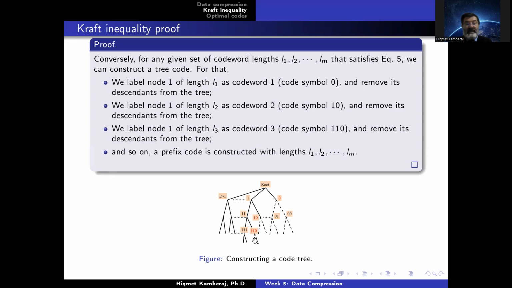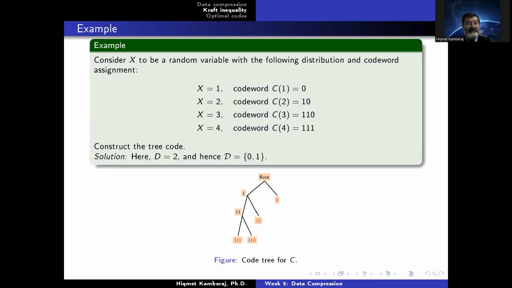All right. Then we can continue in this way. A prefix code is constructed in this way with lengths L1, L2, and so on. All these are denoted in red on the code 3 shown on the following, right? And this is what we wanted to show.